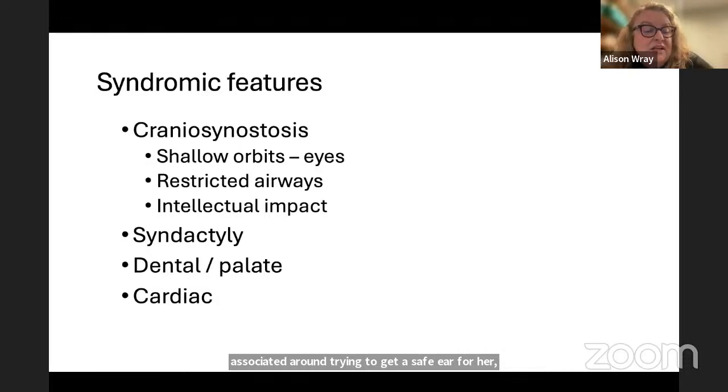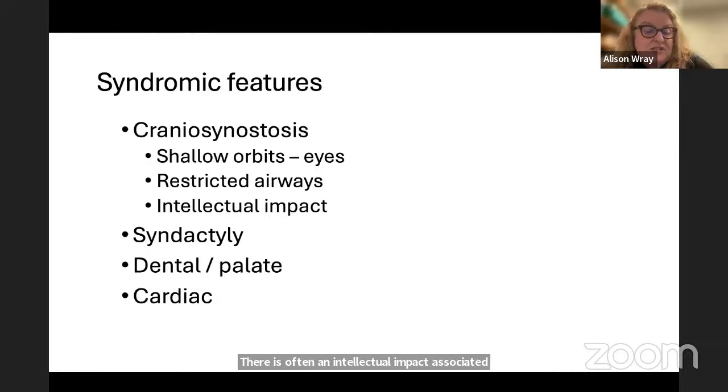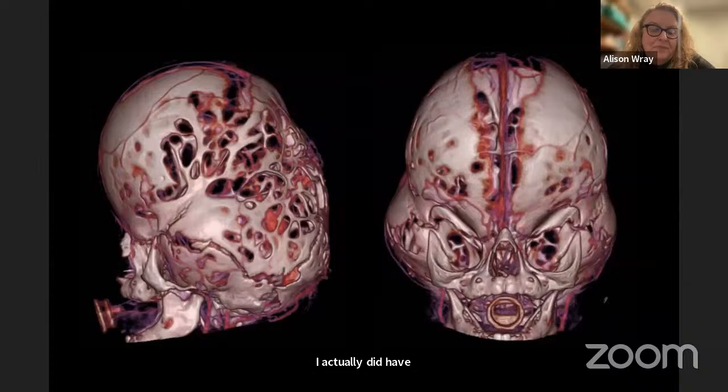There is often an intellectual impact associated with this, which at this first presentation is difficult to assess. She did have associated syndactyly. There are dental and palatal changes associated with it, and often cardiac issues as well.